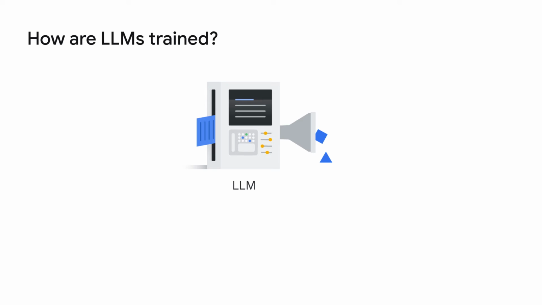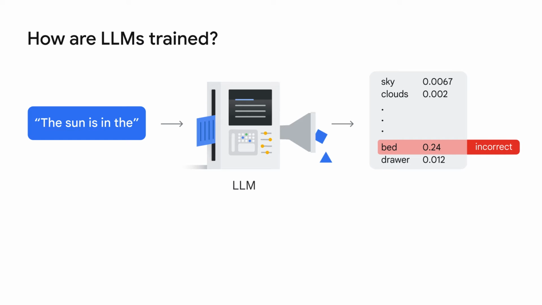But how are LLMs trained? When you submit a prompt to an LLM, it calculates the probability of the correct answer from its pre-trained model. The probability is determined through a task called pre-training.